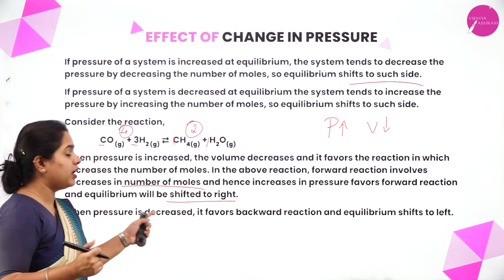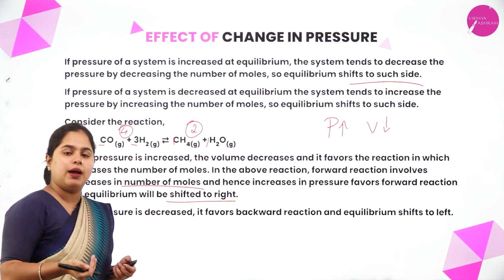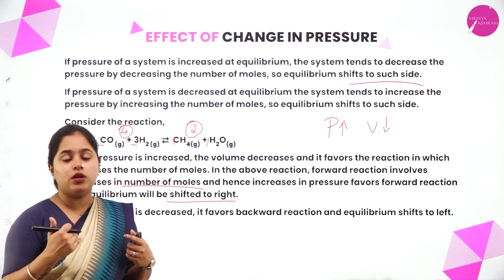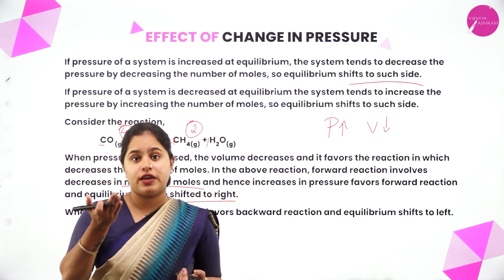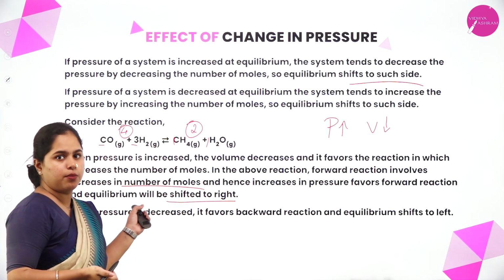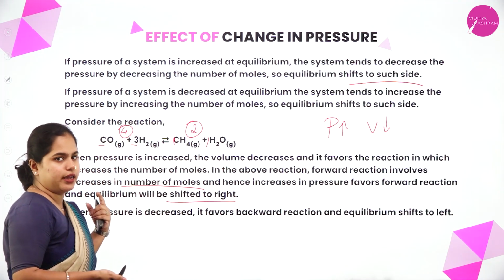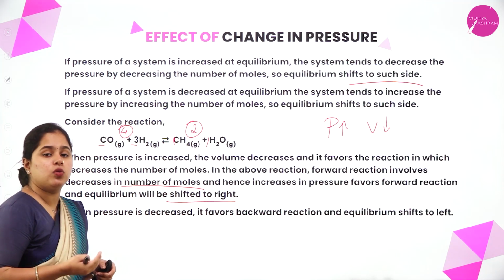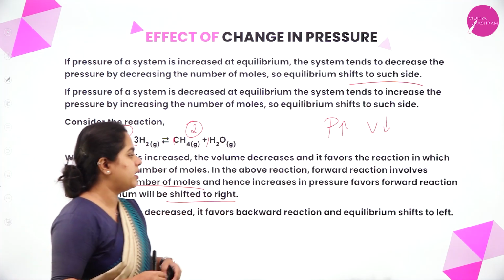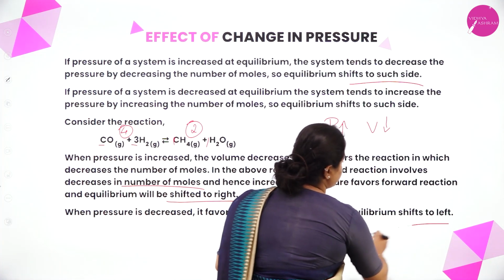Now, what will happen if we are decreasing the pressure? The equilibrium will shift in the direction where there is an increase in the number of moles. In which direction is there an increase in the number of moles? It is the backward direction, right? So the equilibrium will shift to the left. It favors the backward reaction.